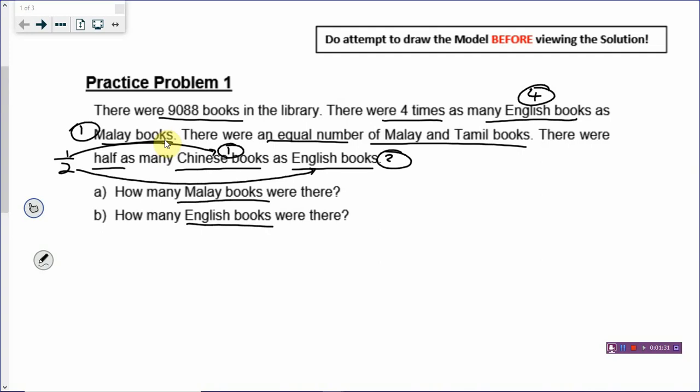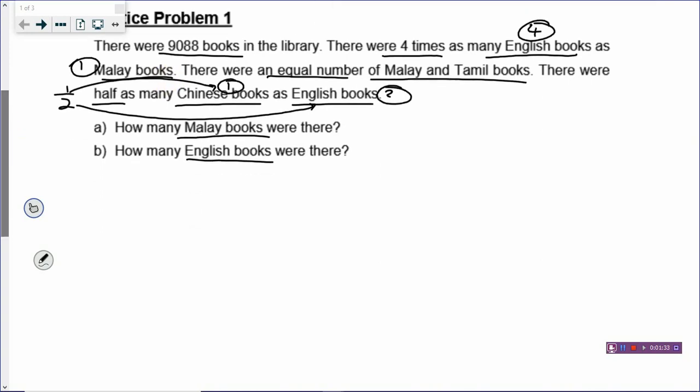So this is what you should be doing before you draw the model. You should read and highlight. And after you have read, then you start to draw out sentence by sentence. So let's look at the first sentence and see, can we draw? Now, there were 9,088 books in the library. So can we draw anything? Well, if you can draw, then you draw. If you can't, then you jump to the next sentence.